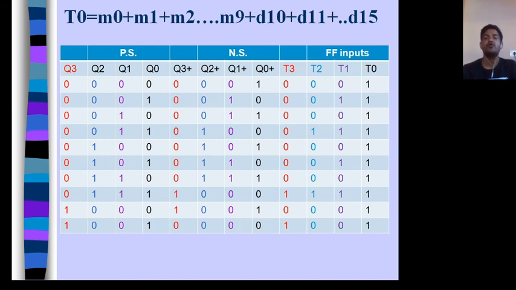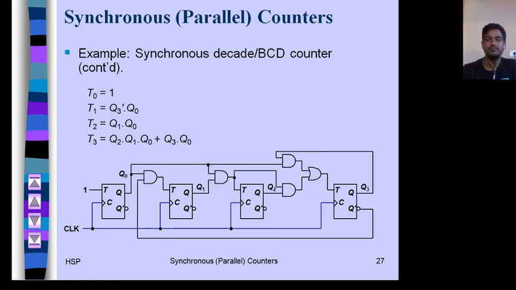Now with the help of the K-map you will solve. You are already aware of K-map, so I am not solving it here. When you solve, you will get these equations: T0 will be 1, T1 will be Q3 dash Q0, T2 is Q1 Q0, T3 is Q2 Q1 Q0 plus Q3 Q0.